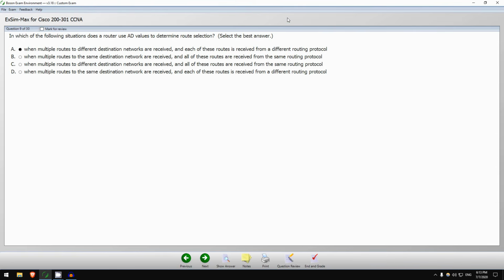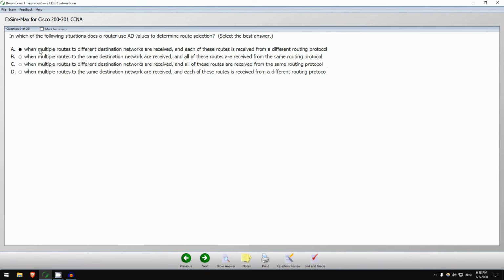Okay, hopefully you found it. So let's go through each of them one by one. First up, A. When multiple routes to different destination networks are received, and each of these routes is received from a different routing protocol. So I think A is incorrect.